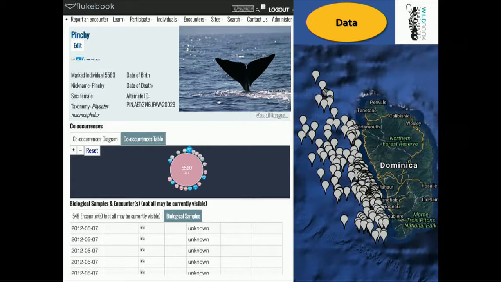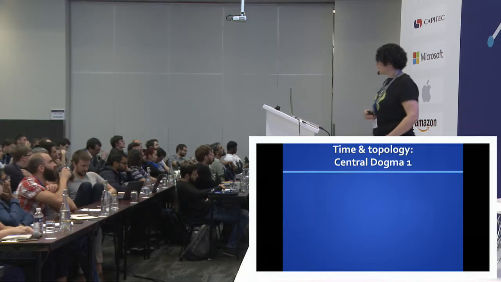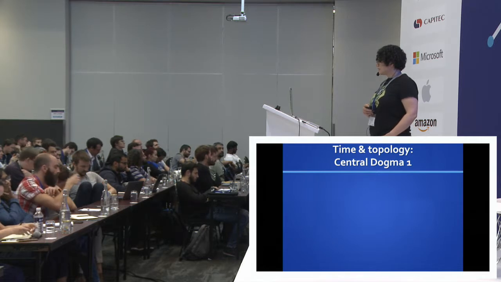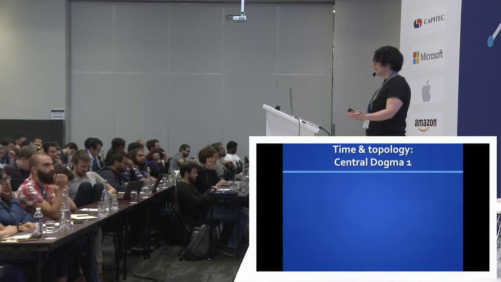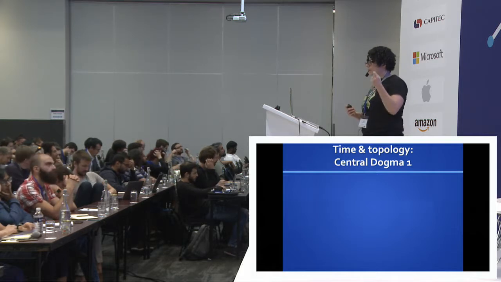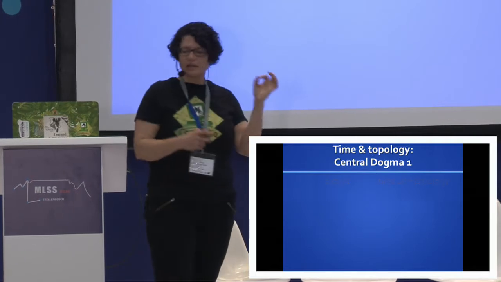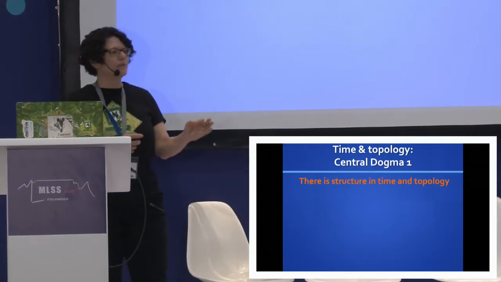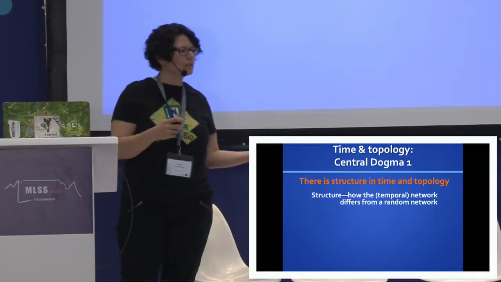So come tomorrow. Now, time and topology, central dogma. There is structure in time and topology. And what do we mean by that? Structure is how the temporal network differs from a random network or no network at all.